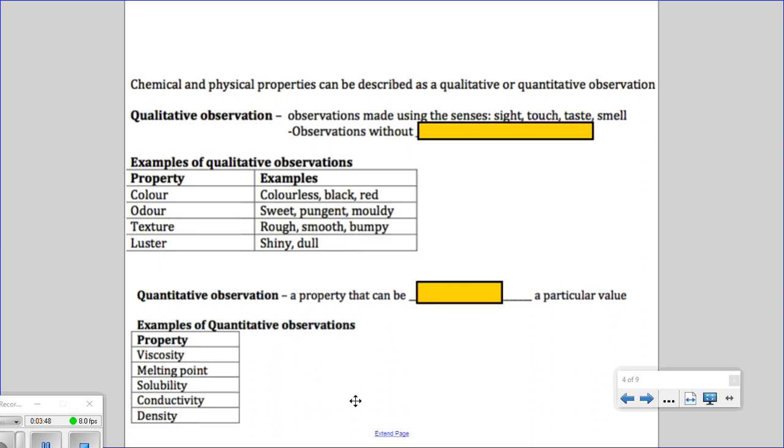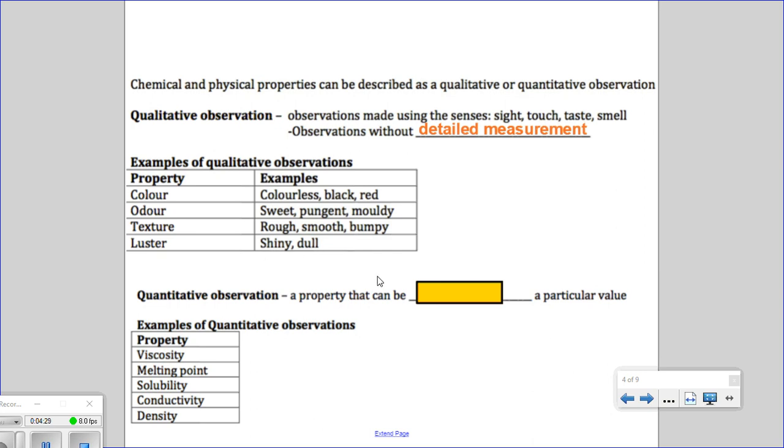Chemical and physical properties can be described as a qualitative or quantitative observation. Qualitative observations, if you recall, are observations made using the senses, such as sight, touch, taste, and smell. So they are observations without detailed measurement. Some examples include color, such as colorless, black, or red. You can describe the odor as sweet, pungent, or moldy, the texture as rough, smooth, or bumpy, or the luster as shiny or dull. These would all be qualitative observations.